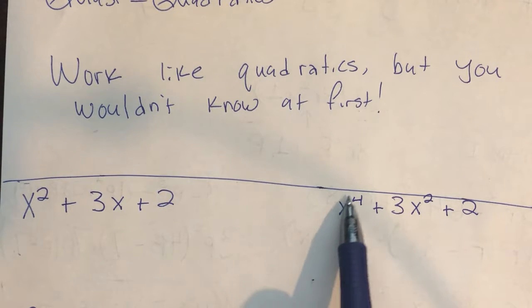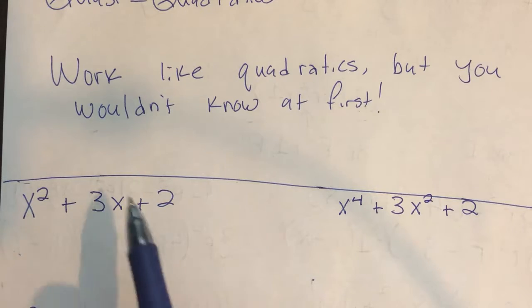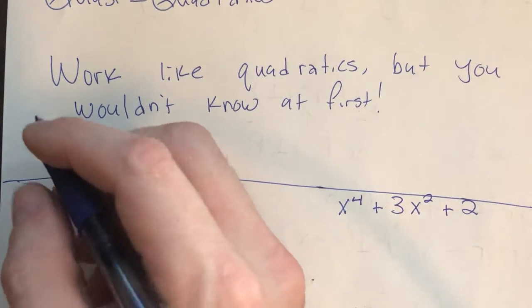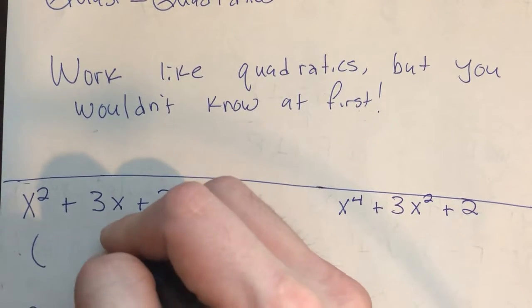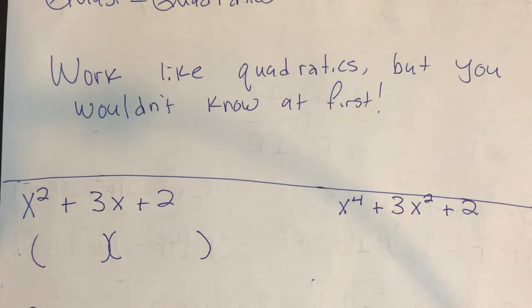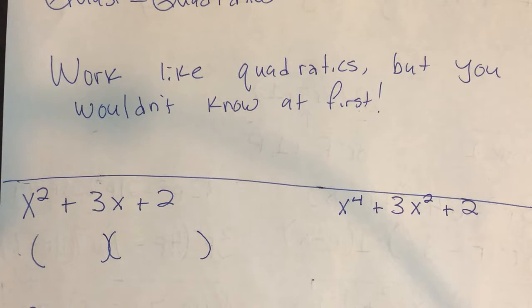This one is an x to the fourth and an x squared, and this one is an x squared and an x. But notice it's very similar, okay? So remember, when we factor, all I'm looking to do is to break it down so that when I multiply these things or FOIL them out or box them out or whatever method you use, I get back this original thing.